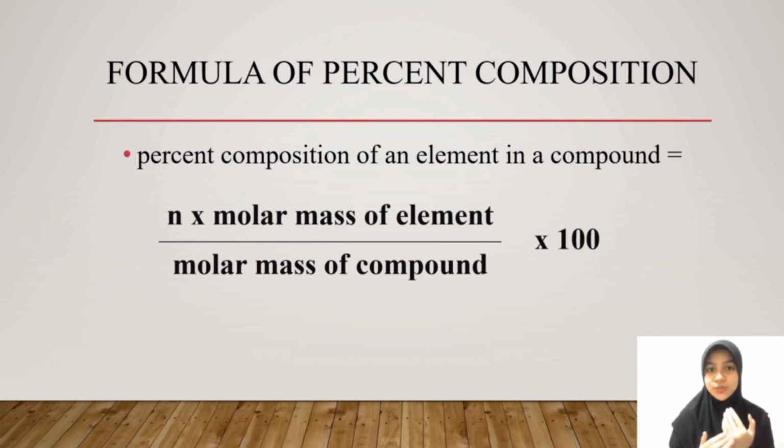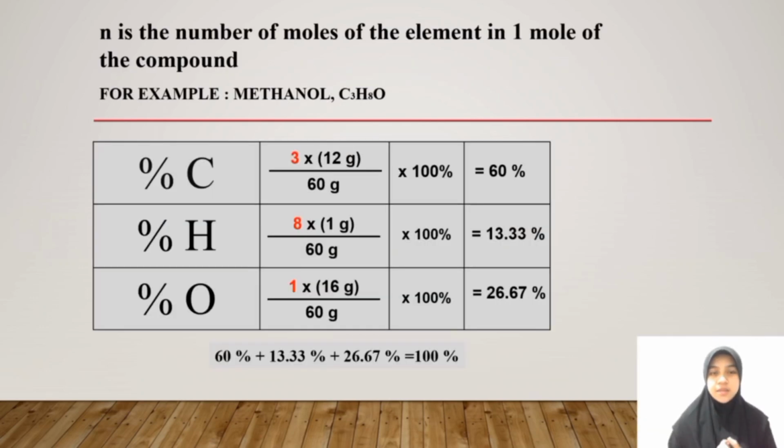Percent composition of an element in a compound equals n multiplied by the molar mass of the element, and then we divide by the molar mass of the compound. Then we multiply by 100. n is the number of moles of the element in 1 mole of the compound.